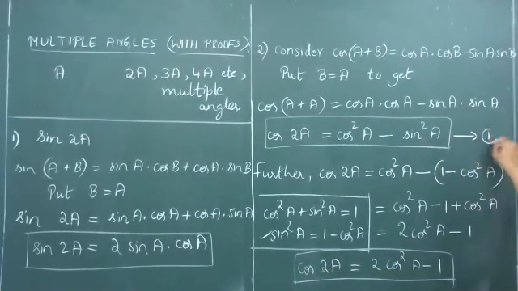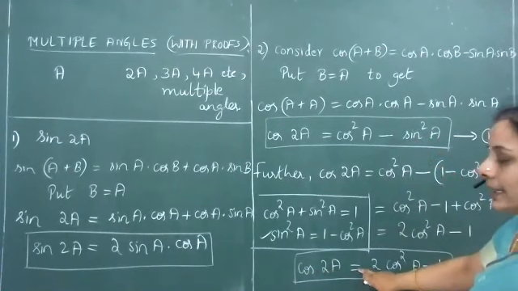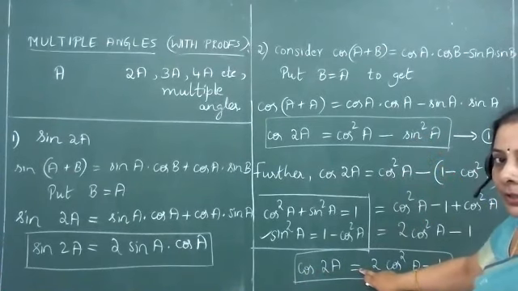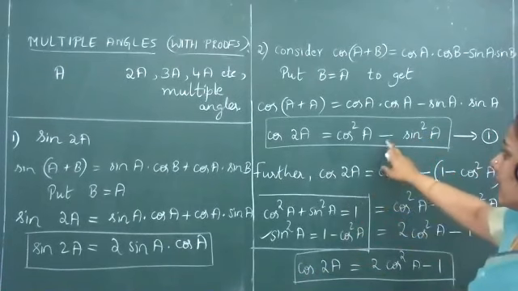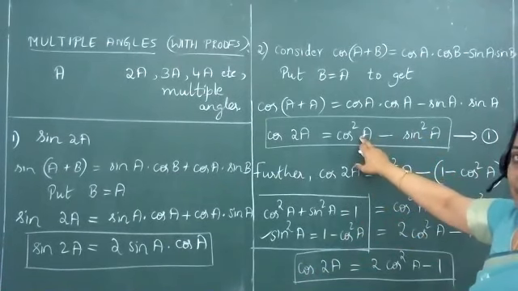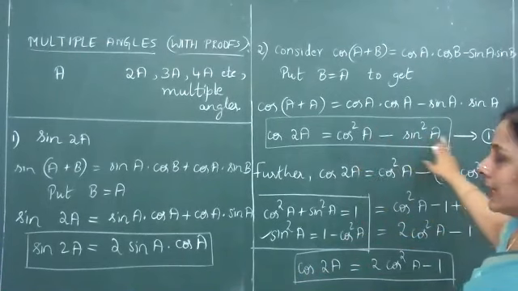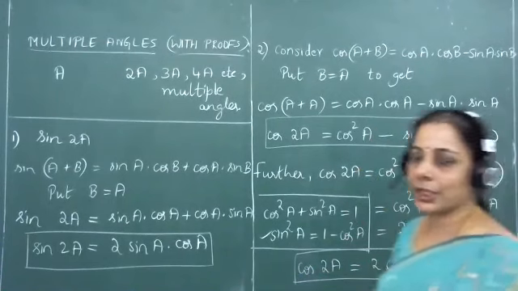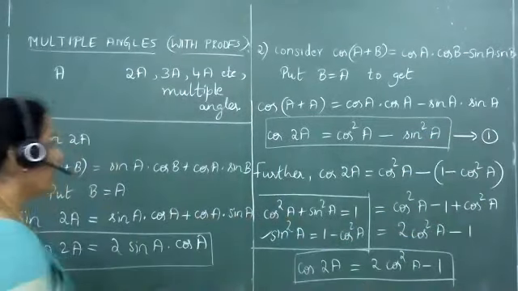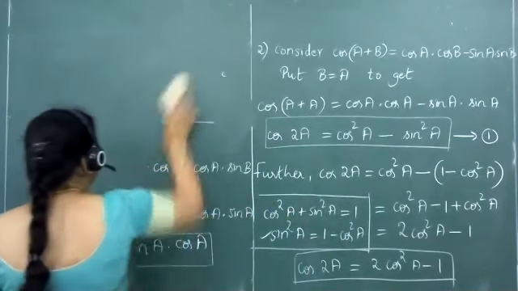We shall use this as equation number 1 because this equation number 1 has yielded the second formula for cos 2A. Similarly, the same equation, when I eliminate cos squared A from the RHS, is going to yield us one more formula for cos 2A. So let us mark that as equation number 1 and continue further.